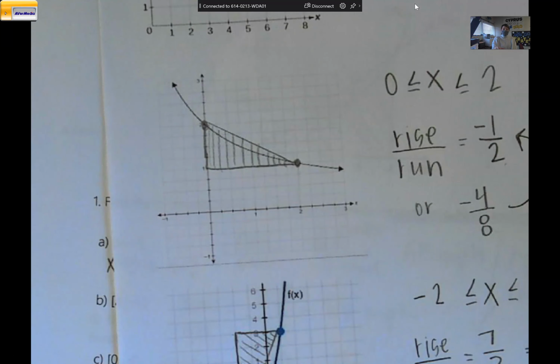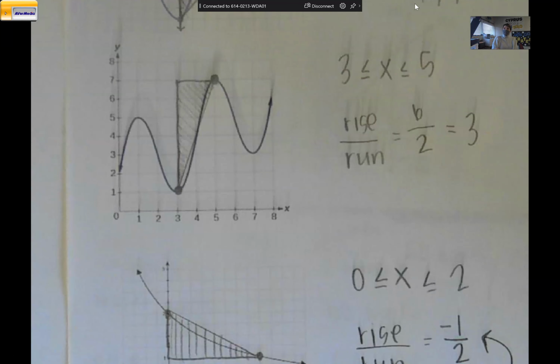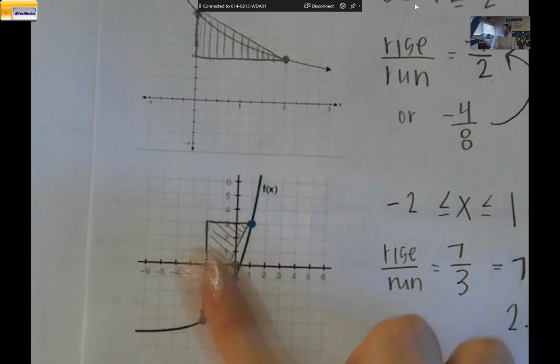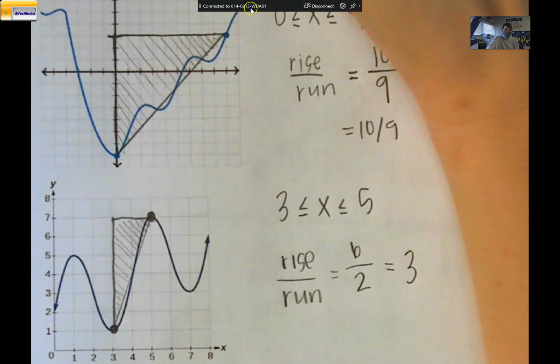Okay, you have, I think, 2 of these on the quiz. You have a wiggly one, and then you have one like this. We're not done yet, though.